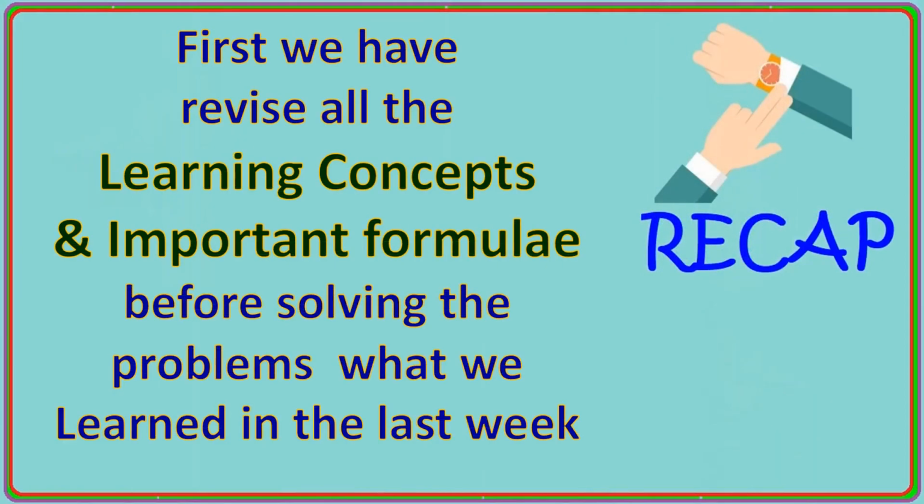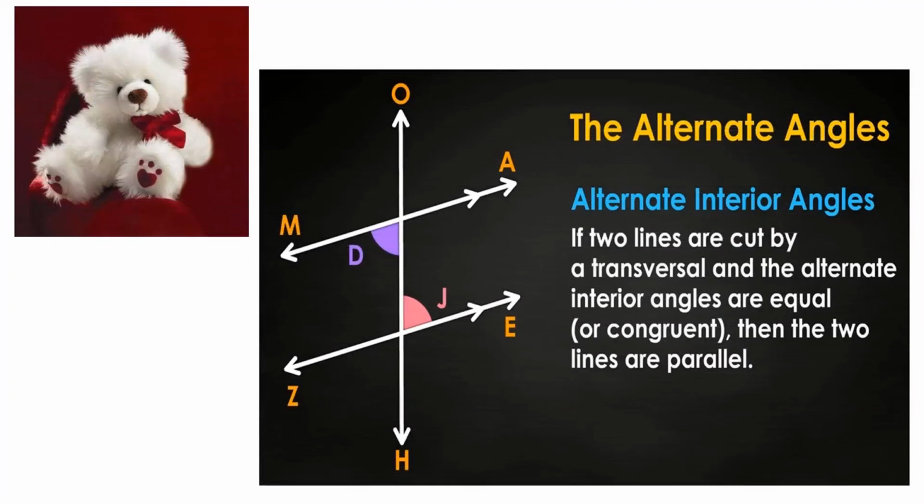Recap. First, we revise all the learning concepts and important formulae before solving the problems, what we learned in the last week. First, alternate angles. If two lines are cut by a transversal and the alternate interior angles are equal or congruent, then the two lines are parallel. This is the first principle.